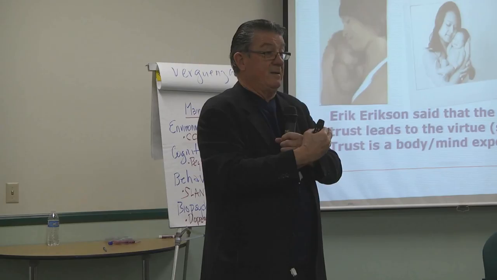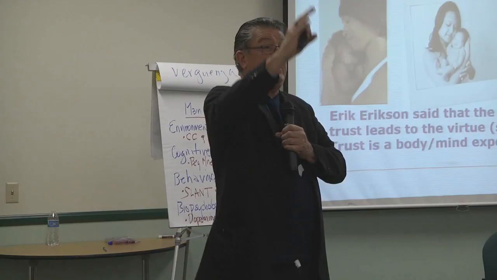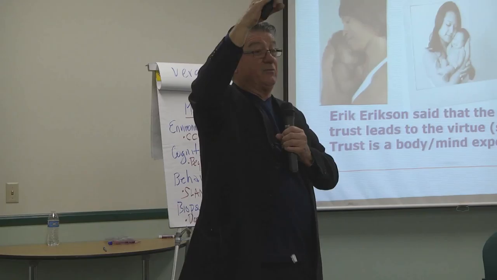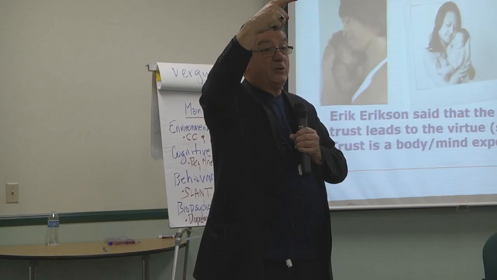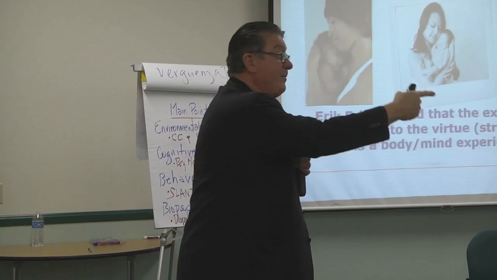when you hold an infant, how does that infant feel? Safe, secure. What are they releasing in their body? Hormones and neurotransmitters, oxytocin. How many people are familiar with oxytocin? Women have more oxytocin than men, right? It's release of breast milk, but it's also related to care.